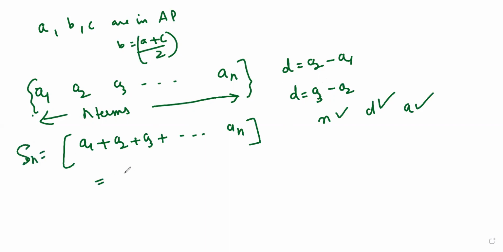So Sn is equal to n by 2 into (2A plus (n minus 1) into D). Okay, this is the formula.